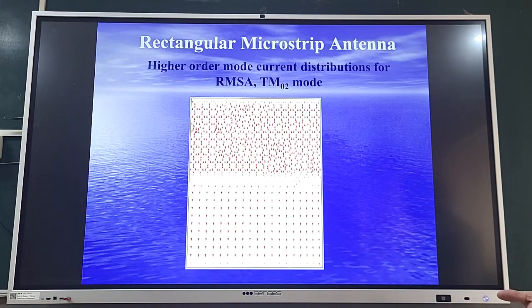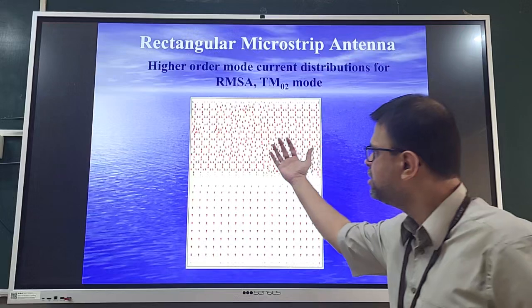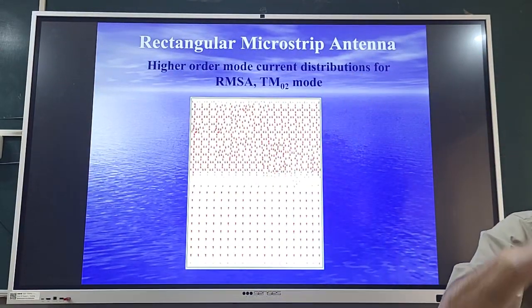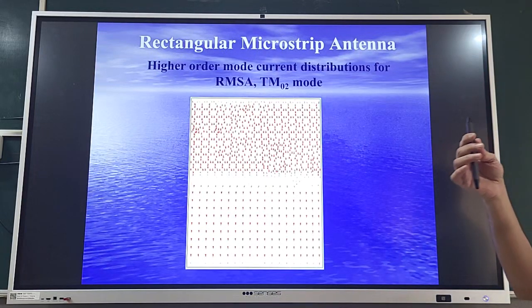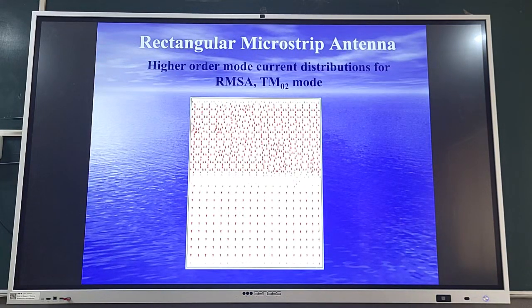Maybe 10%, okay, maybe 20% at the resonance frequency of 1-0 mode. So just imagine this residual contribution is present in some percentage in the 1-0 mode current distribution. What will happen? There will be a Jy component in addition to the Jx component, and that is the source of cross polar radiation at lower frequency.